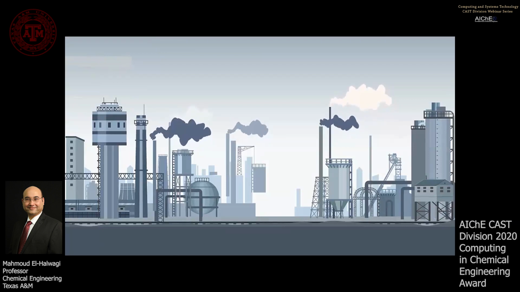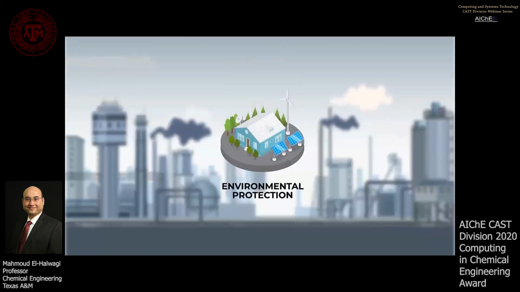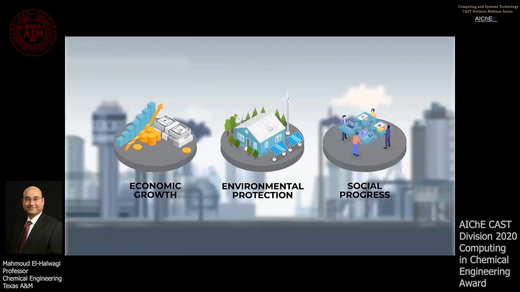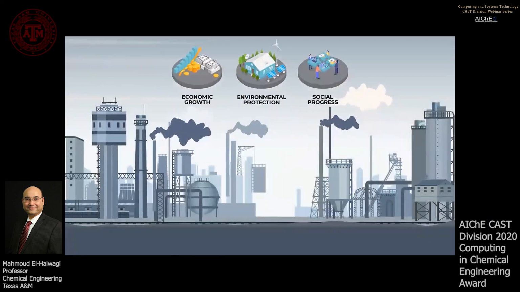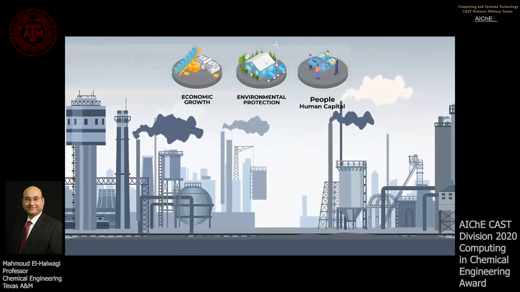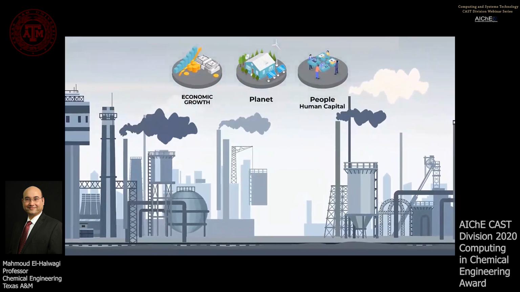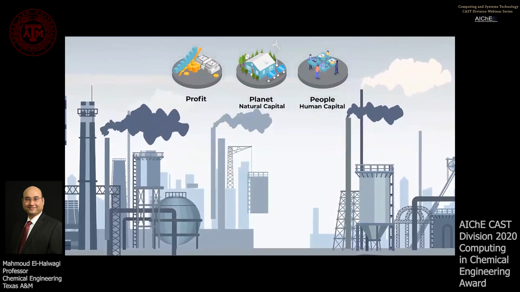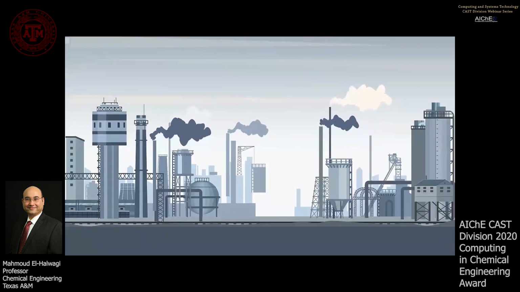The design may be driven by several objectives. An important driver is the need for sustainable development, which includes environmental protection, economic growth, and social progress. From a capital perspective, one can characterize these objectives in terms of the so-called triple bottom line: people, which represents the human capital; planet, which represents the natural capital; and profit, which represents the financial capital.